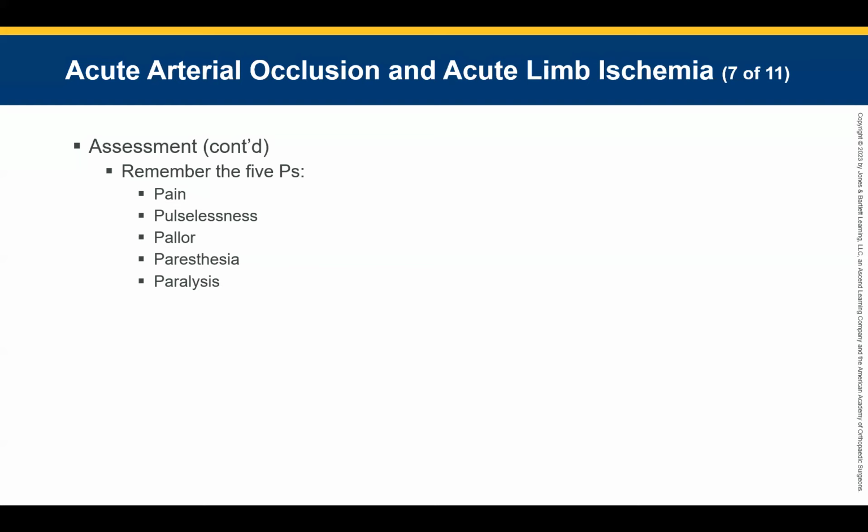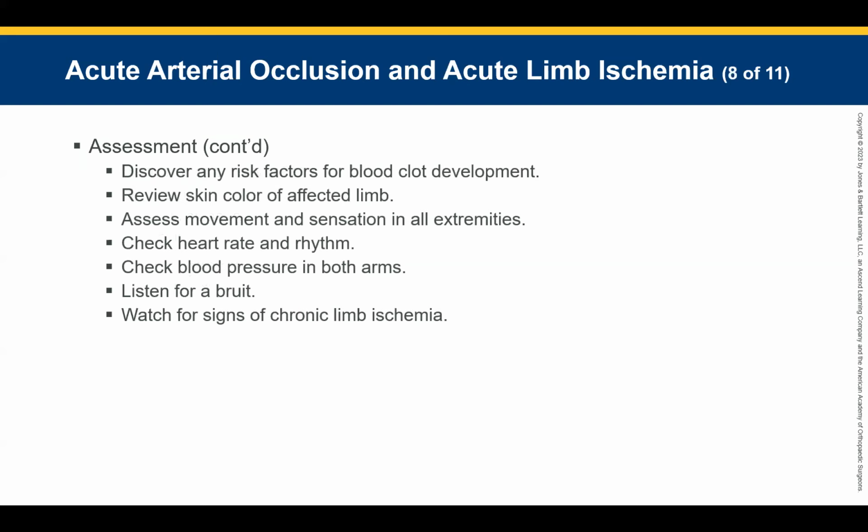We're talking about acute limb right now, but yeah, you need to know these 5 P's just across the board. Pain, pulselessness, pallor, paresthesia, and paralysis. I want you to know what paresthesia means because they'll talk about that at different times, but it's that pins and needles feeling.